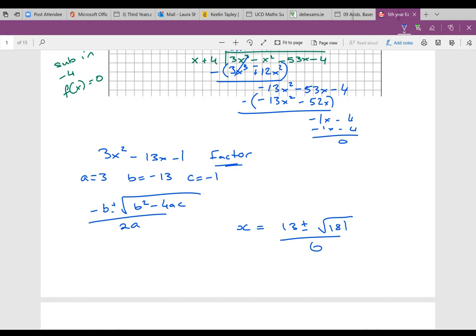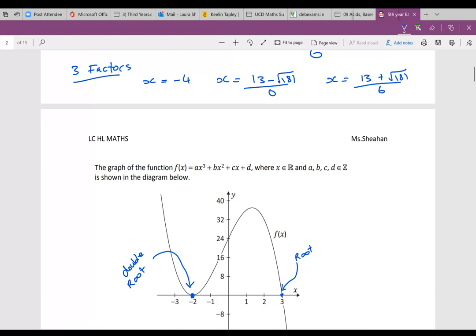We've got three factors, remembering that every cubic equation has three factors. You've got x is equal to minus 4, x is equal to 13 minus root 181 over 6, and x is equal to 13 plus root 181 over 6.